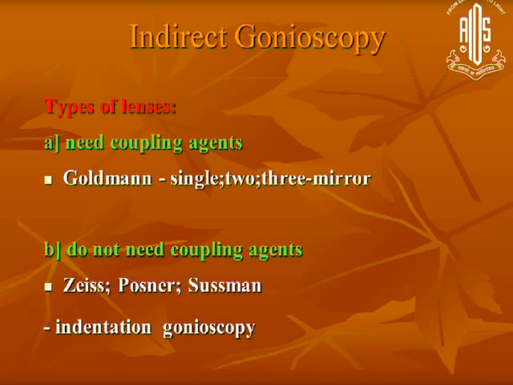Gonioscopy is basically done in two ways depending on the type of lenses you use. The one is the one which we need coupling agents. The Goldmann lens is the most popular lens in this category. And the second one is which we do not need to put coupling agents. The Zeiss, the Posner, the Sussman, these are all the lenses which fall in this category. And basically this is the technique by which we can do indentation gonioscopy, which I plan to show you.